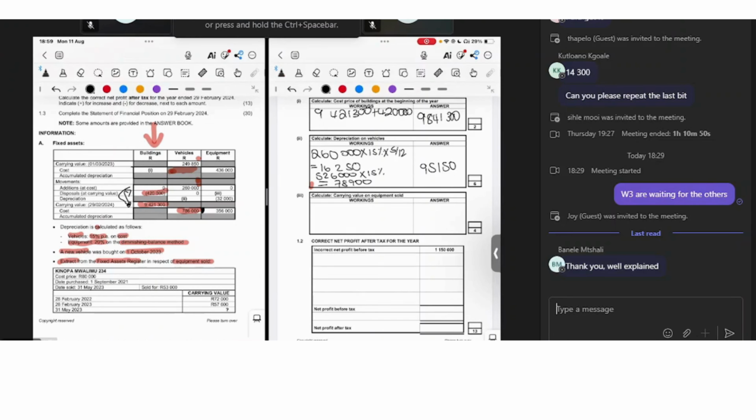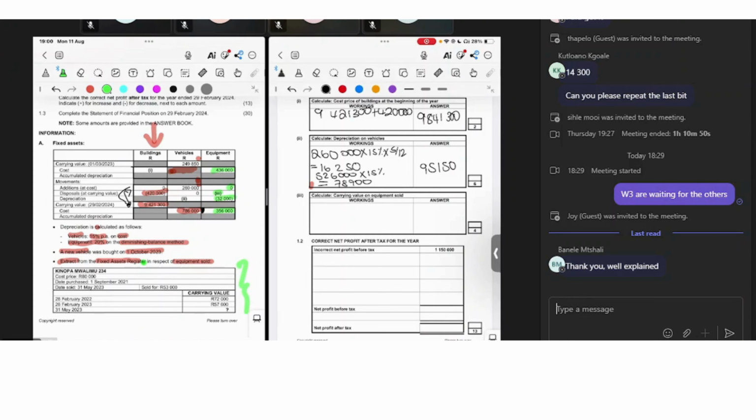or unmute yourselves. Now, the third question says calculate the carrying value on equipment sold. Okay, so let's look at equipment. They're giving us 436,000 as our opening cost. There were no additions, but there was a disposal, and then there was also 32,000 as the depreciation, and 356,000 was our cost at the end of the year. Now, what they gave us was the fixed asset register in respect of the equipment sold. So that means we'll just be using this to calculate our carrying value on the equipment sold.